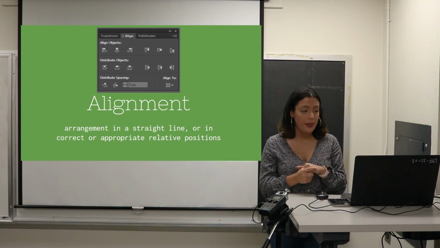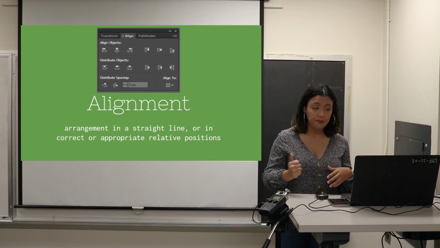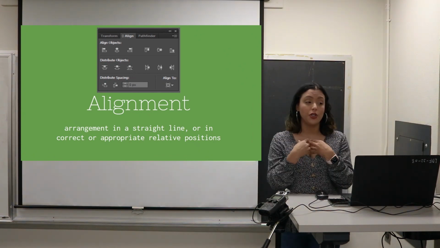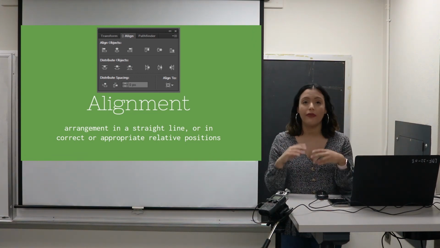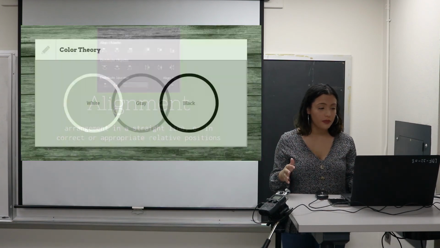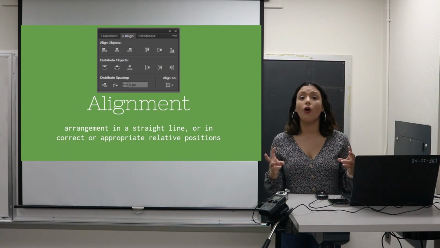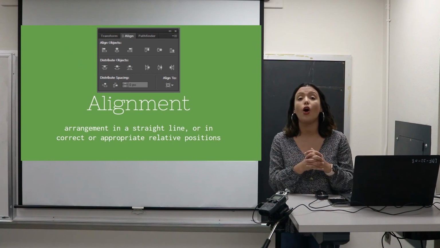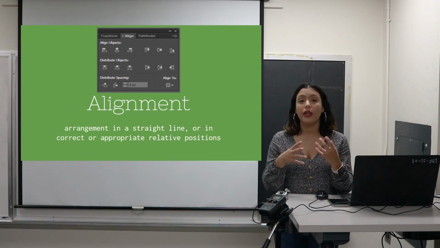The next one is alignment. It's arranging things in a way that makes sense. They could be in a straight line or in appropriate relation to each other. You can have everything to the left, everything to the right, everything center, up to you, as long as it's the same for all of them, right? The next one is contrast. Colors should go together. They should be contrasting each other. They should not overpower each other. That way ensures that everything makes sense.